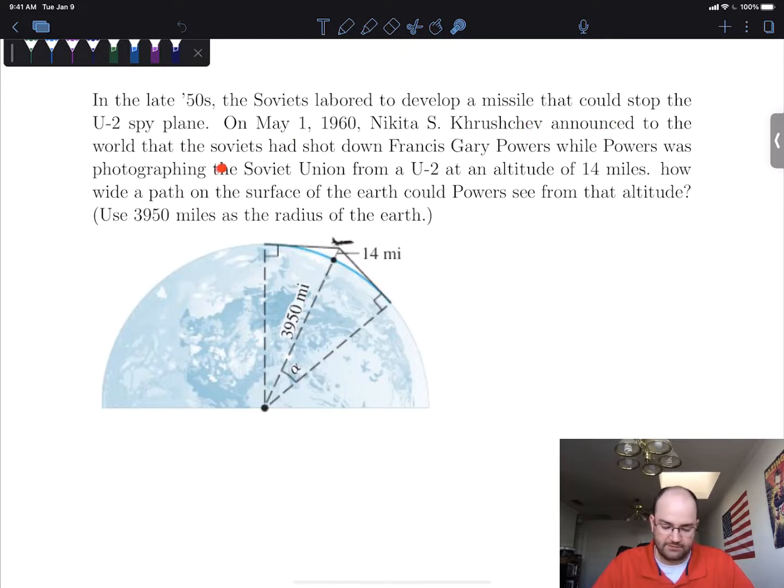Powers was photographing the Soviet Union from a U-2 at an altitude of 14 miles. How wide a path on the surface of the Earth could Powers see from that altitude? Use 3,950 miles as the radius of the Earth.